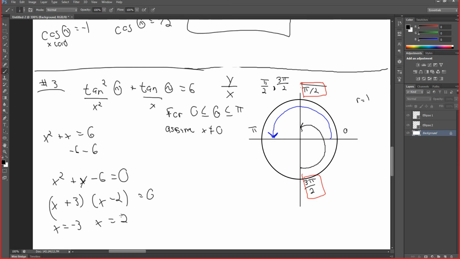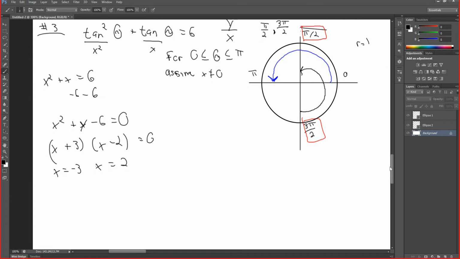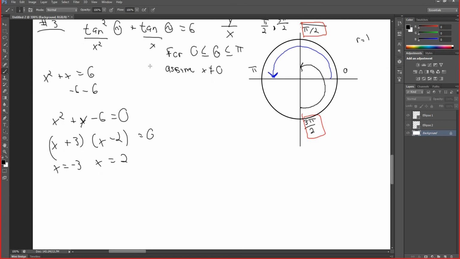Negative 2. No. Oh, you know what I did wrong. That's fine. It's not going to be a big deal. I technically wrote this wrong. It was supposed to be a little bit different, but it's not an issue. I just changed the signs of my factors. I originally had negative tan of theta in my notes, but that's okay.